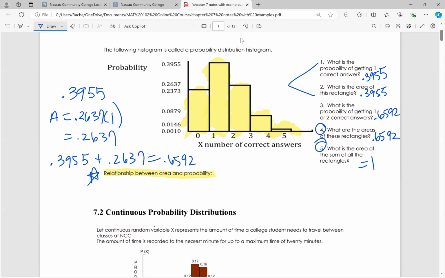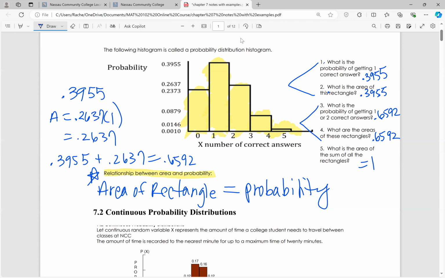Well, what I wanted you guys to see from this example is that, look at 1 and 2. The probability in part 1 is equal to the area in part 2, right? And then for 3 and 4, the area of these two rectangles is equal to the sum of the probability of these two rectangles.